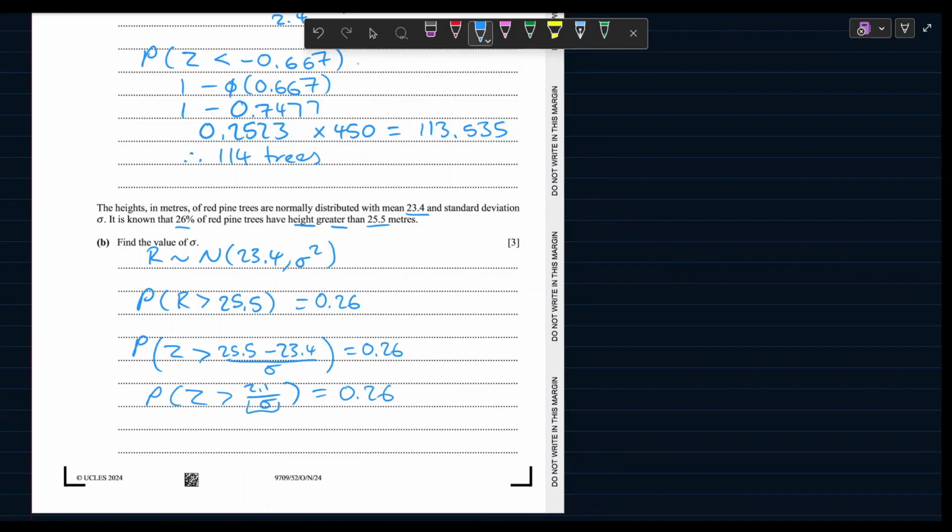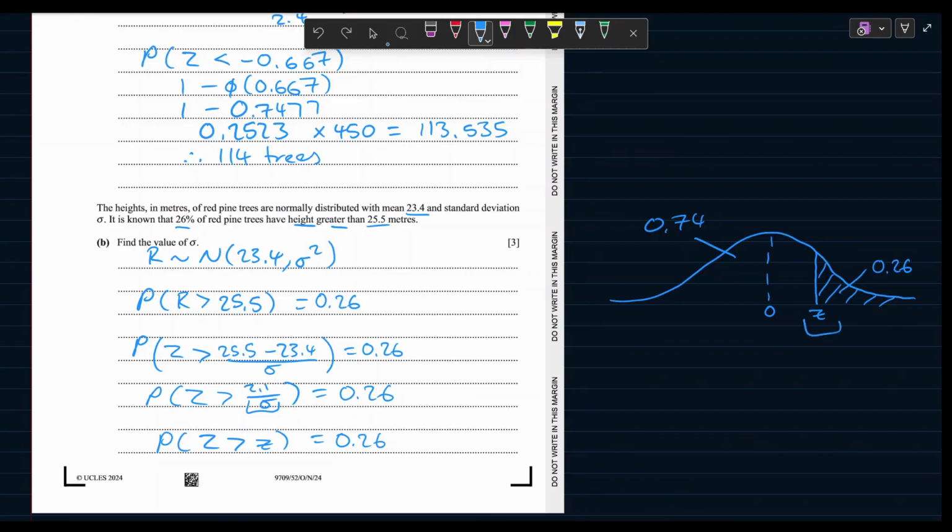I'm just going to rewrite this as z. So the probability that Z is greater than z is equal to 0.26. And let's sketch a bell curve for a problem. So we'd have 0 over here. And we're saying that the area to the right of z is 26%. So that means z is probably somewhere here, such that the area to the right of it is equal to 26% or 0.26. And so this means the area to the left is 1 minus 0.26, which is 0.74.